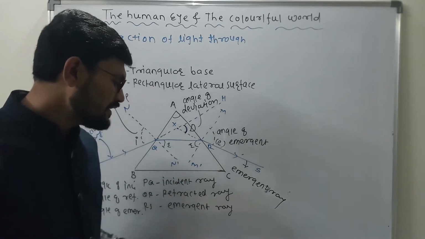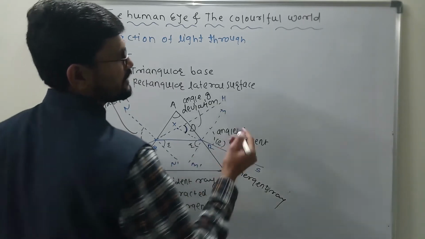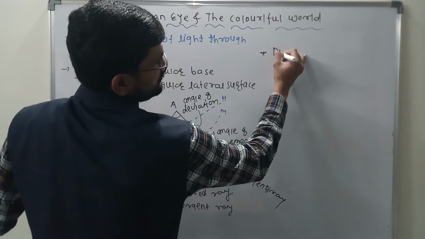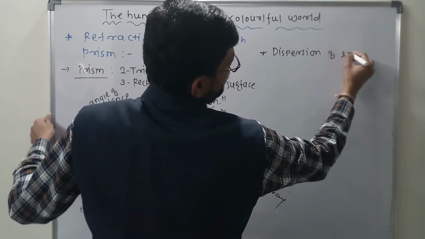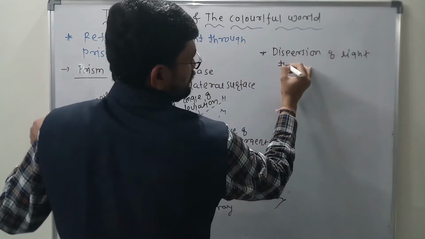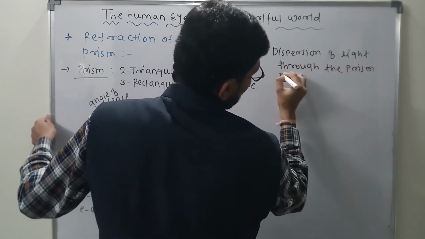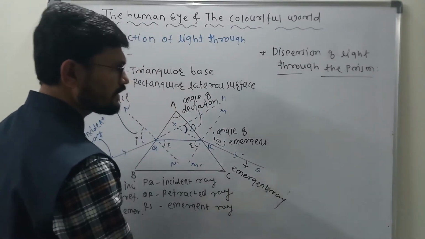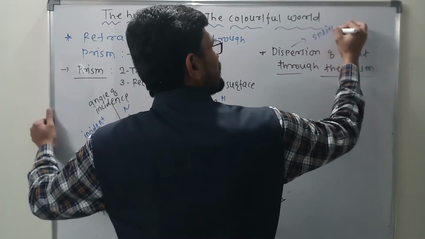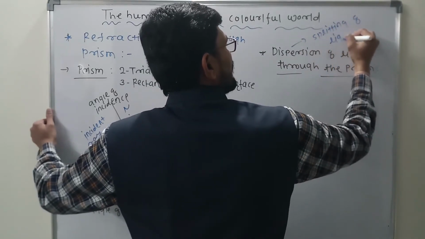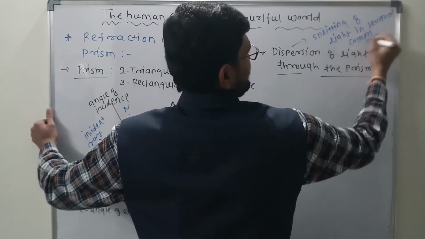Clear? But along with that prism, we can understand another concept that is called the dispersion of light. What is that? Dispersion of light through the prism. How is this concept going to be understood? Let us highlight this. What exactly is the concept of dispersion? Dispersion means splitting of light into several colors. That exactly is the concept.